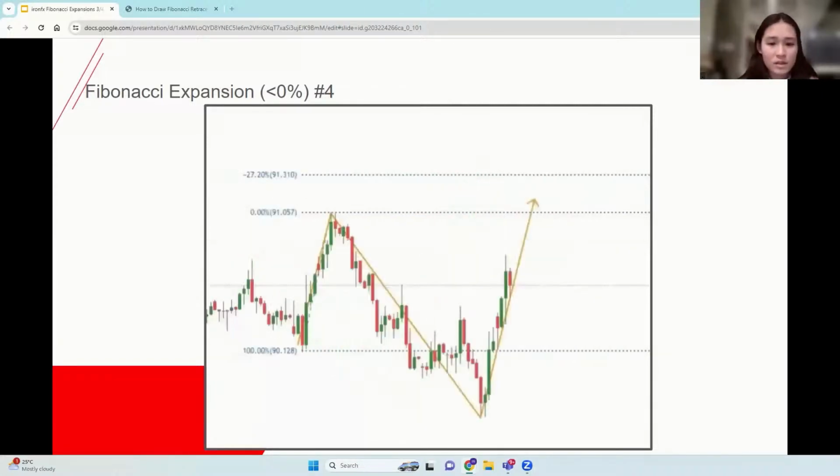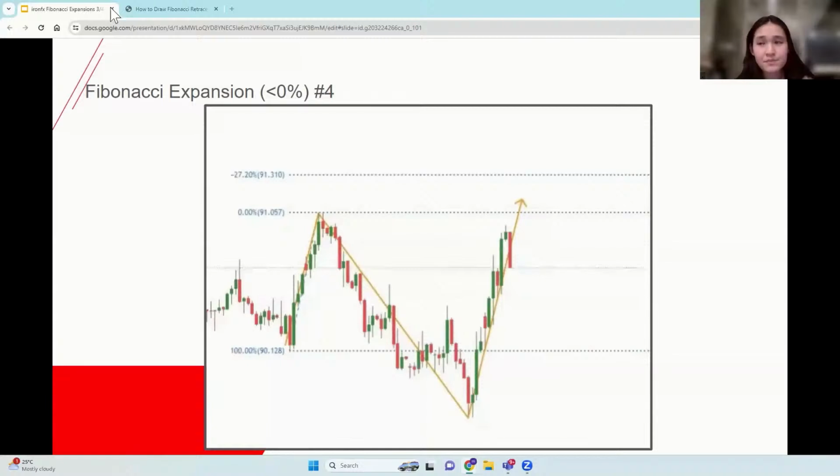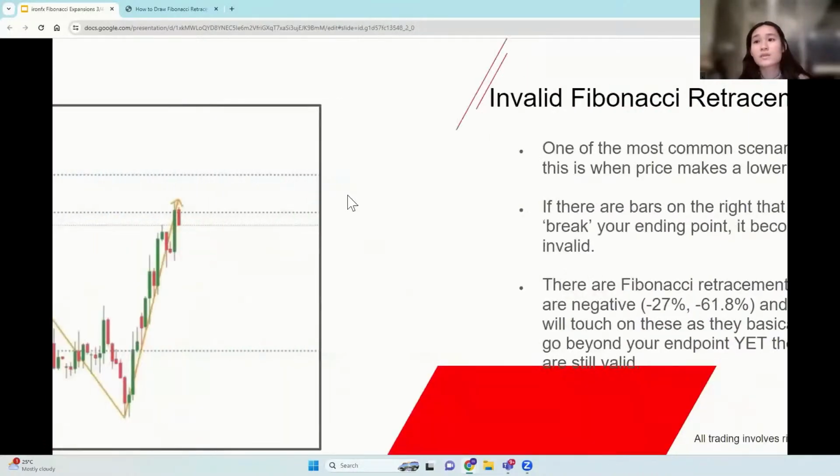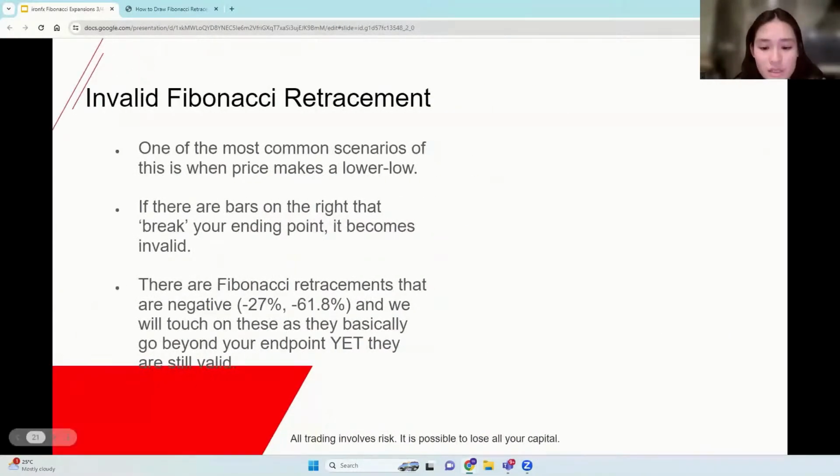Okay, let's move on. Okay, so a pretty important point over here: what makes an invalid Fibonacci retracement? This is one of the most common scenarios where we see price making a lower low, assuming that you're drawing the Fibonacci retracement from the top to the bottom. So it's making a lower low, and there are bars on the right that break your ending point.